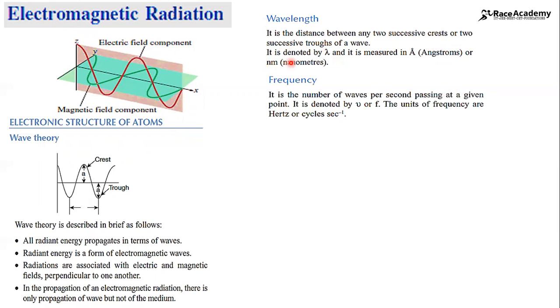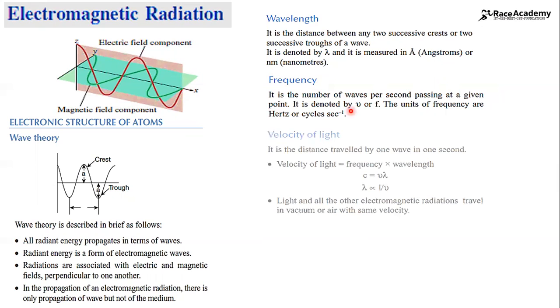Another important characteristic property of a wave is frequency. The number of waves passing a given point per second is known as frequency, and it is denoted by nu or f. The units of frequency are hertz or cycles per second.